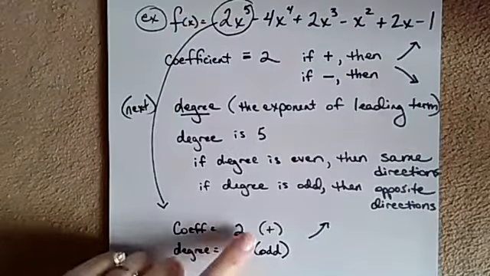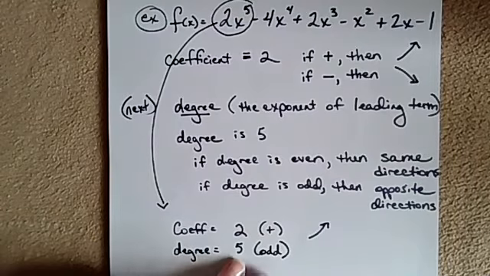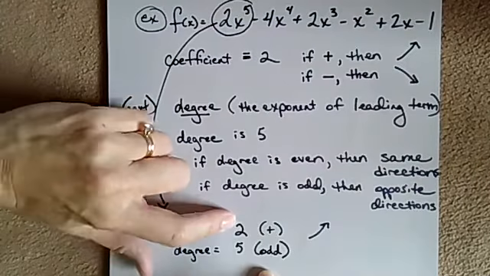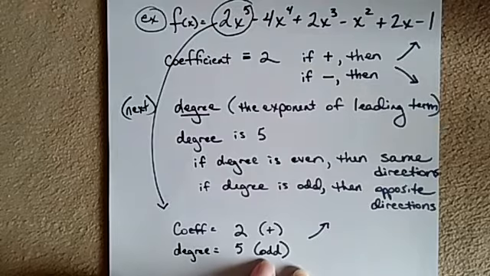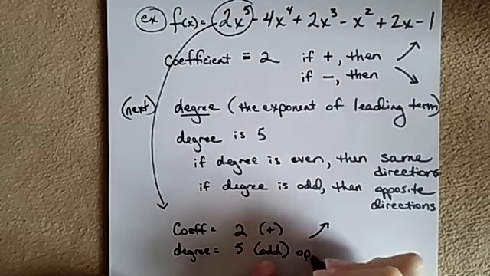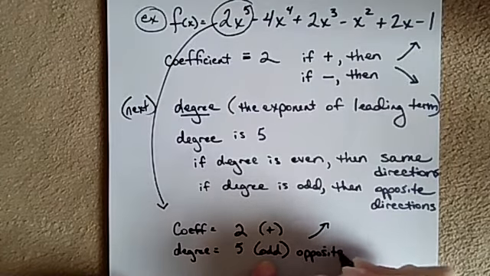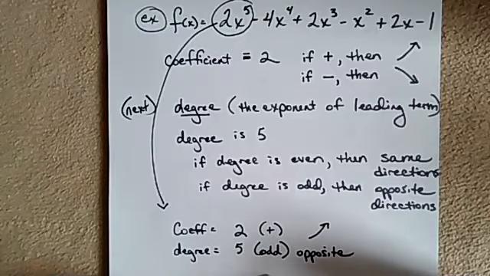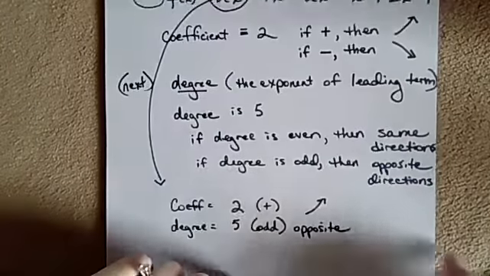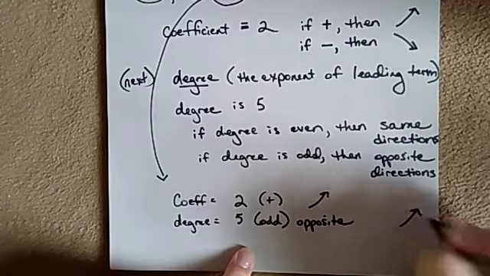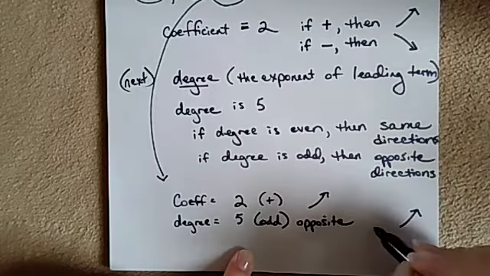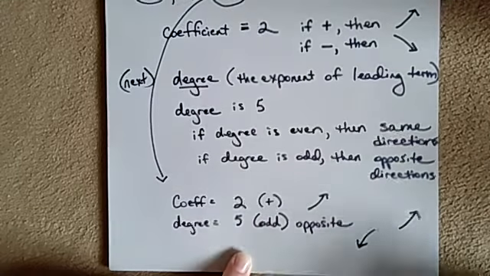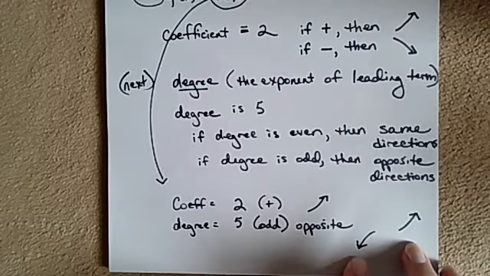See, you won't ever have a negative degree, so the coefficient could be positive or negative, but the degree, we're talking about either even or odd. So odd means opposite. Just remember the odd and opposite, the O's go together, okay? Which means if we know that it ends this way to the right, then to the left, it goes the opposite way, okay? So this is my end behavior.